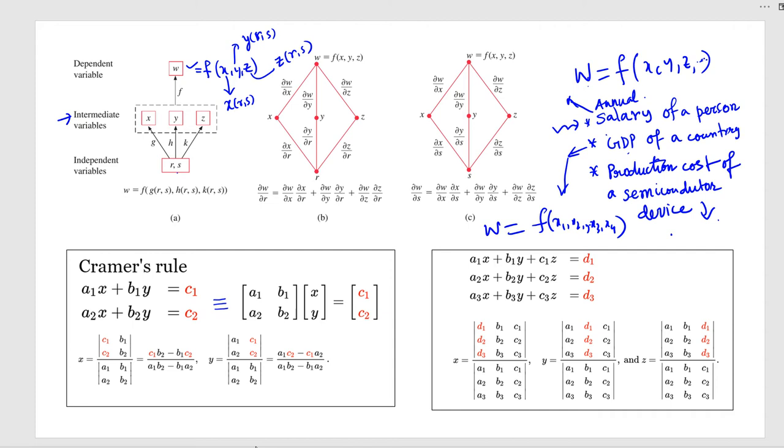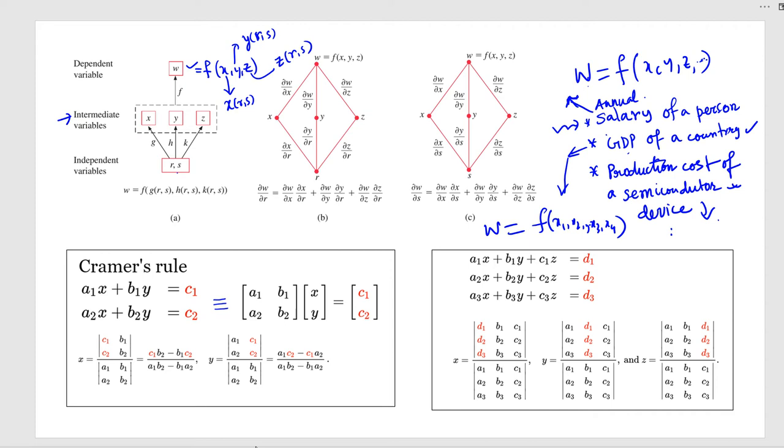Now, why are these important? Because in reality, people want to optimize their annual salary, or for a country as a whole, they will try to increase or improve their GDP. On the other hand, for this case, the managers will try to reduce or minimize the production cost. So most real life problems are of several variable type. They depend on several variables.